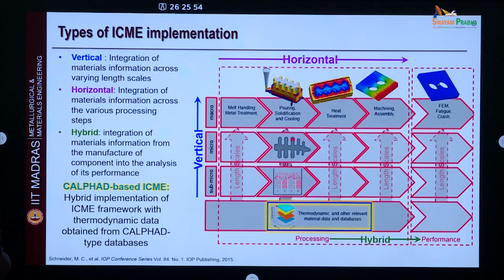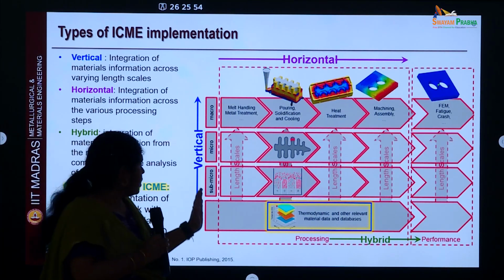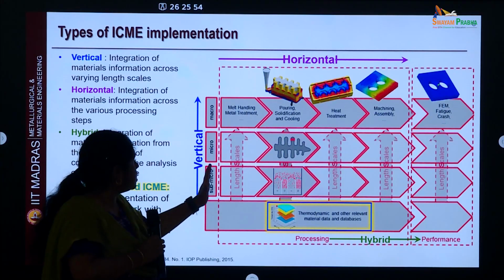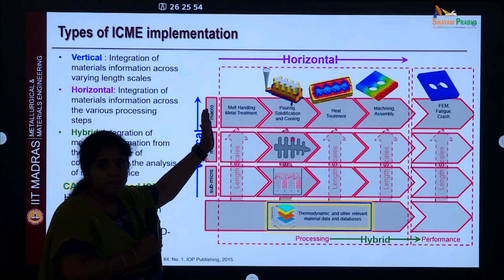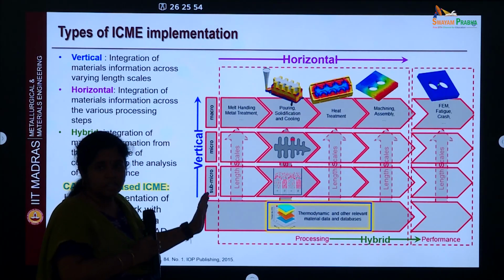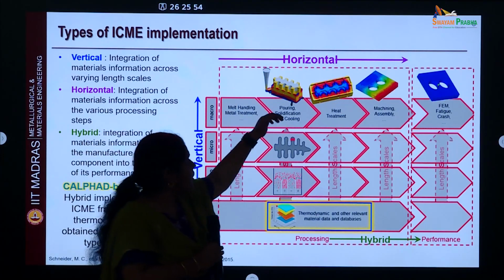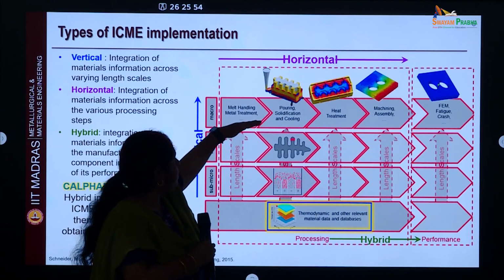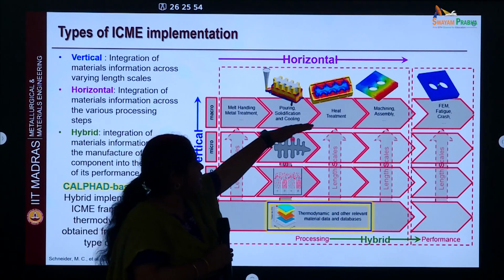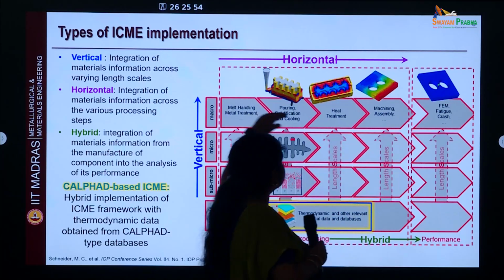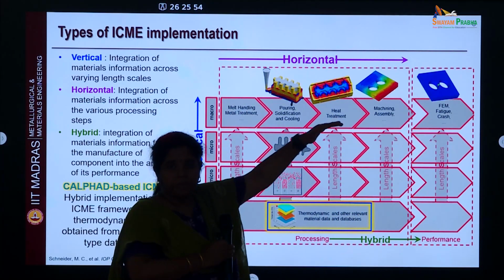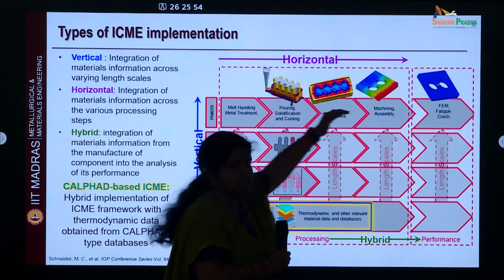Now the types of implementation. This is quite interesting to look at. We have two ways to look into this. If you see in the vertical way, what is changing? Submicron, micron, macro, which means the length scale is changing. But if you see horizontally, what is this? First is metal treatment, then solidification, casting, heat treatment, machining, and then testing. So this is actually processing. So this is the length scale, this is the processing scale.